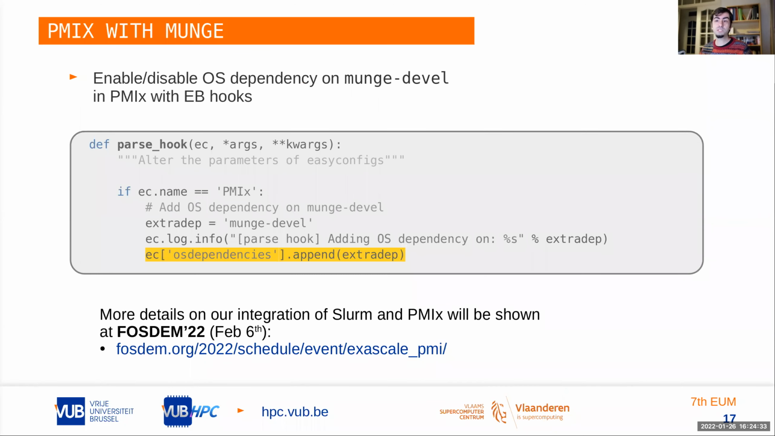But then what you can do is also use a parse hook to process the PMIx easyconfig. In this case, we add an extra dependency on the munge-devel package, which is the package that we need to build the support for munge in PMIx. And we do that in all our compute nodes. So that's not hardware dependent, but it's something that we need to do because it's a specific configuration that we need to apply.